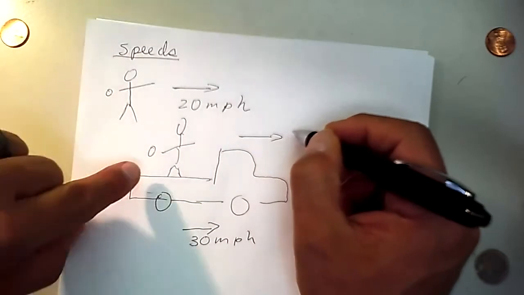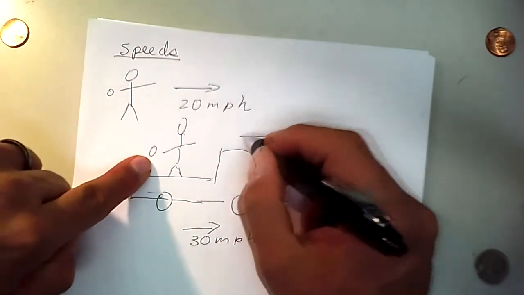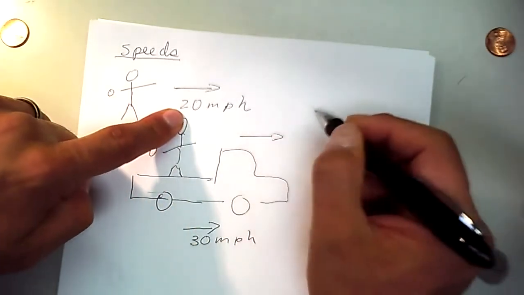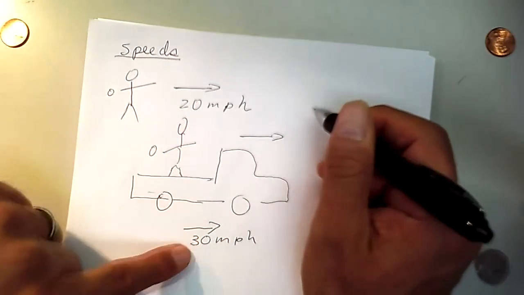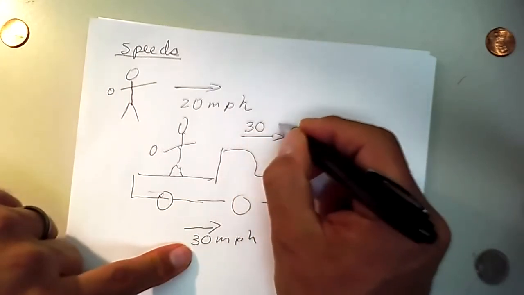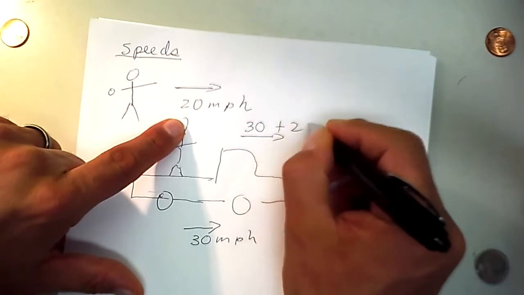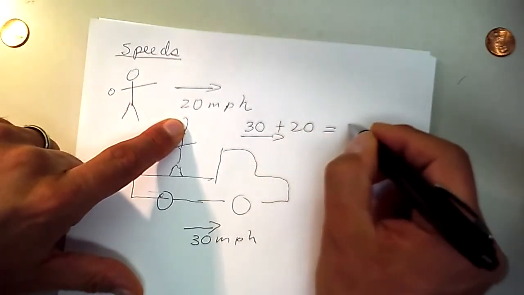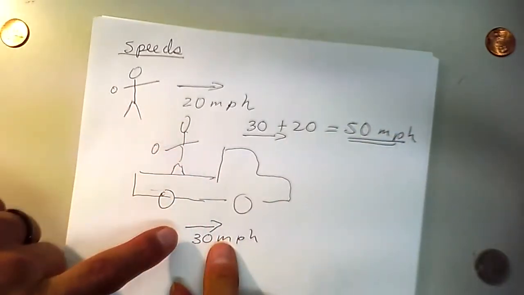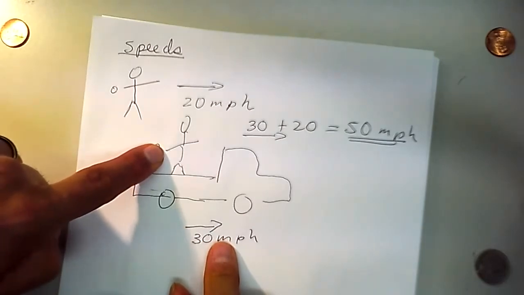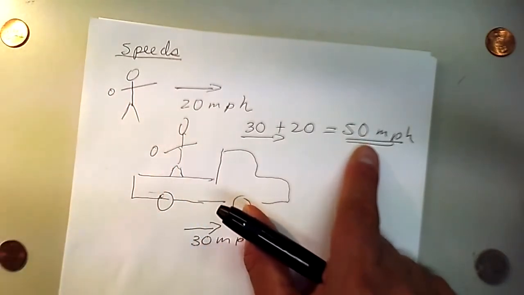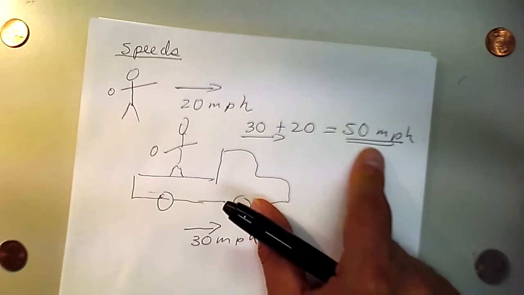Well, it turns out that the velocity of the ball after I throw it will be the velocity that I can throw at, which would be 20 miles per hour, we assume, plus the velocity of the pickup truck. So the ball will go at 30 miles per hour plus 20 miles per hour. So the ball will actually go at 50 miles per hour. So the velocity of the truck adds to the velocity of the person throwing the ball, and that is the net velocity or speed of the ball. It is going at 50 miles per hour.